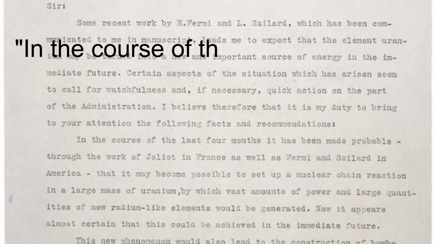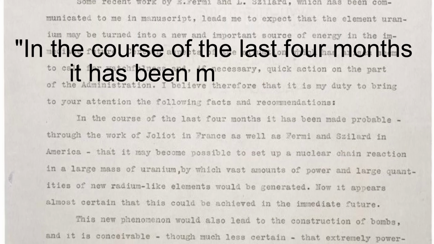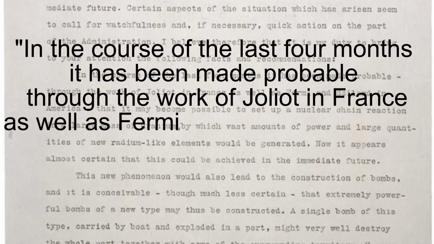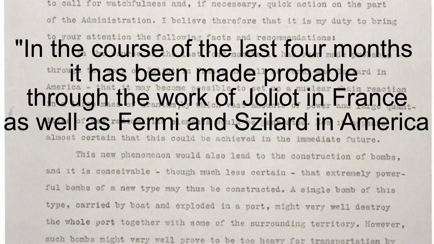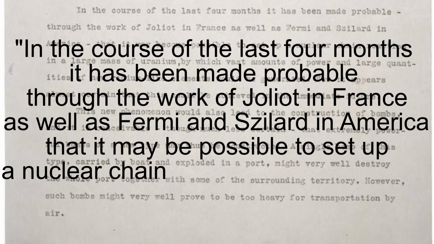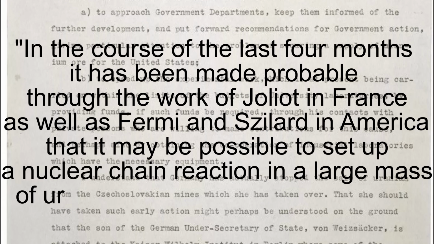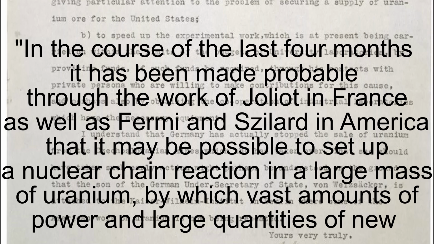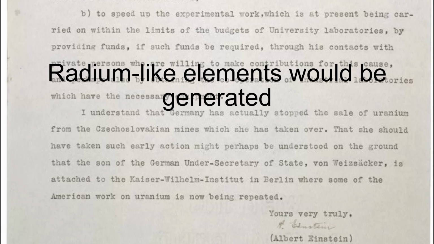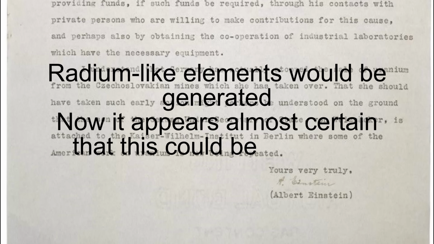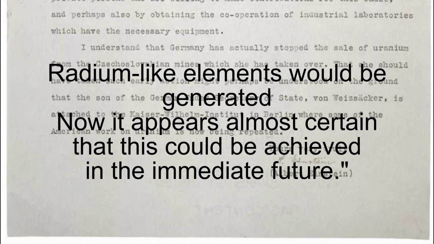In the course of the last 4 months, it has been made probable through the work of Joliot in France, as well as Fermi and Szilard in America, that it may be possible to set up a nuclear chain reaction in a large mass of uranium, by which vast amounts of power and large quantities of new radium-like elements would be generated. Now, it appears almost certain that this could be achieved in the immediate future.